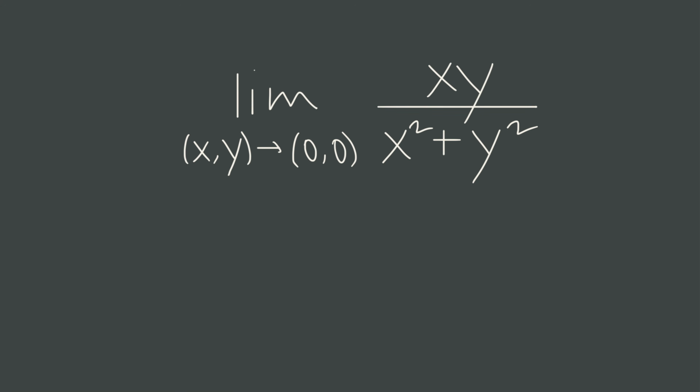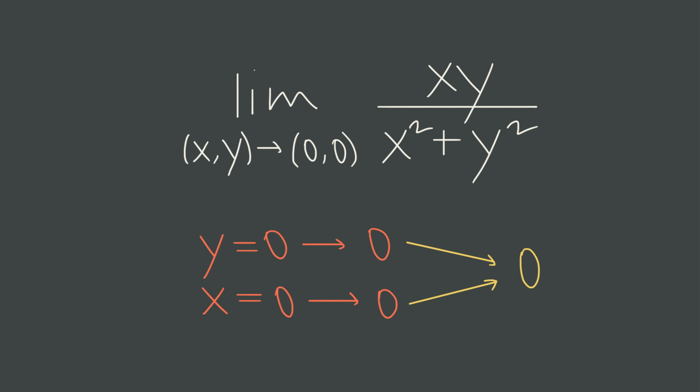So you test this limit. You try the x-axis and you get 0. Then you try the y-axis and you get 0. So the limit must be 0, right? Well, actually, this is wrong. This is the biggest trap in multivariable limits.